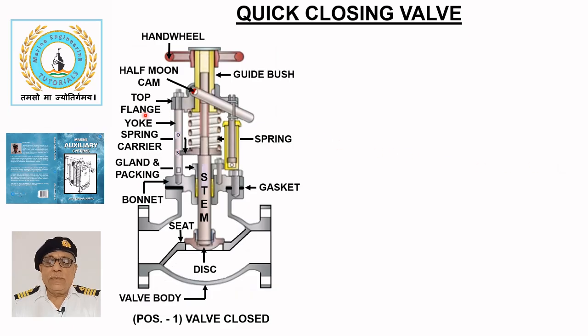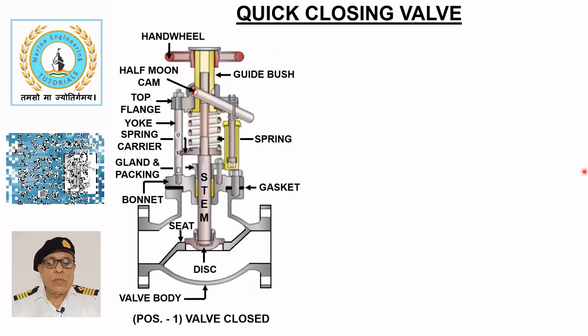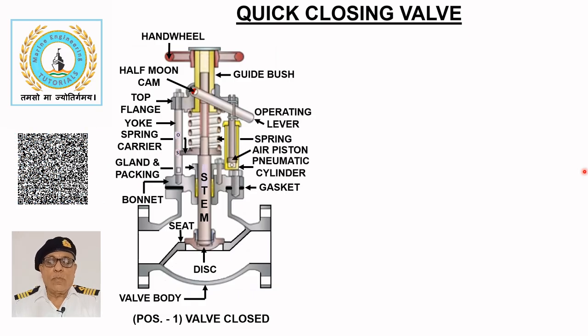The top flange has a half moon cam which is used to retain the valve in the open position by locking the guide bush. The half moon cam is activated through the operating lever, which is pushed up by the piston in the pneumatic cylinder when compressed air is supplied.